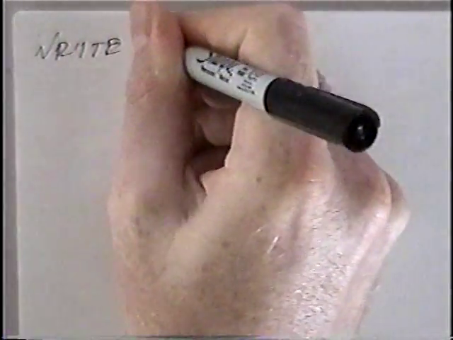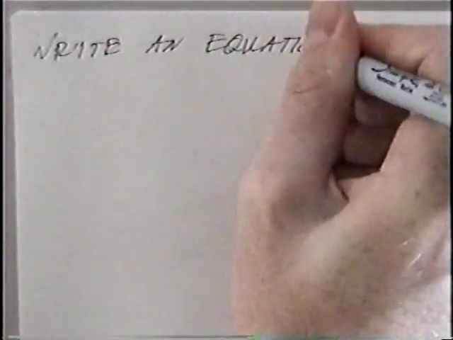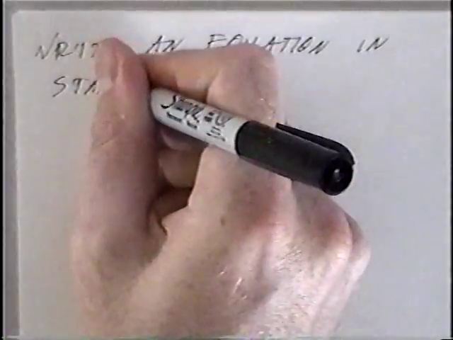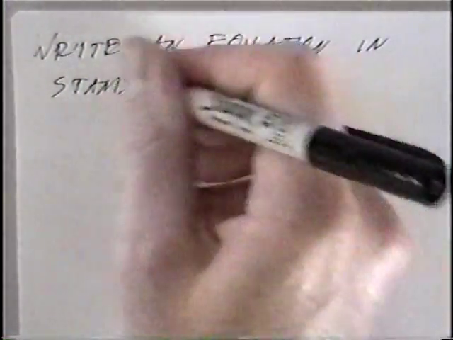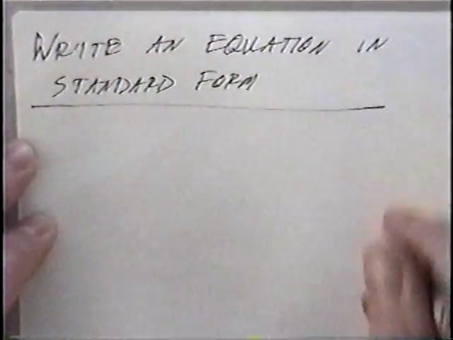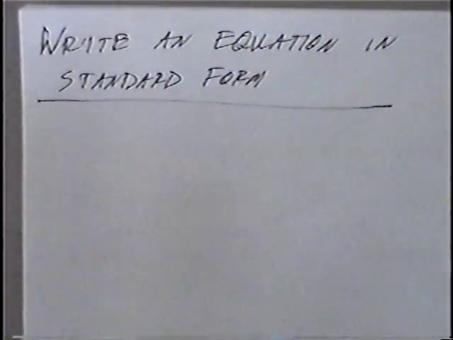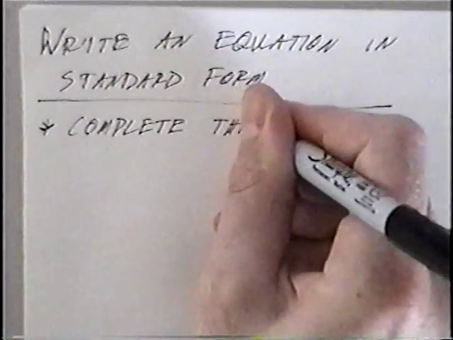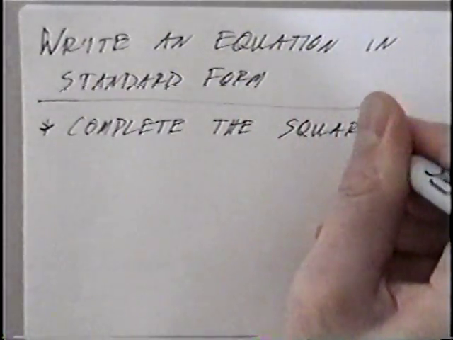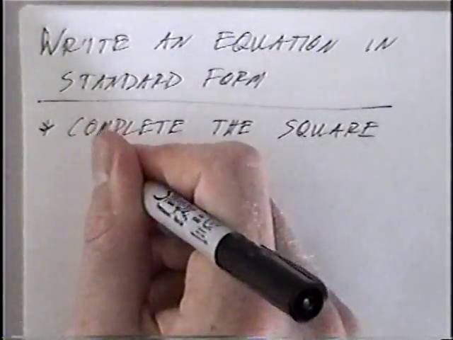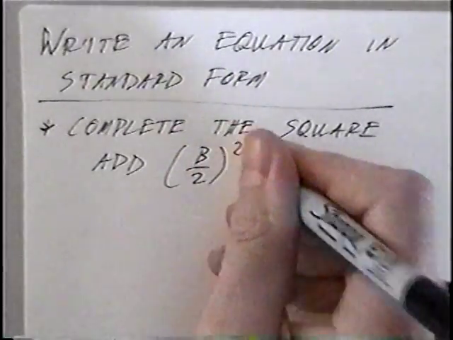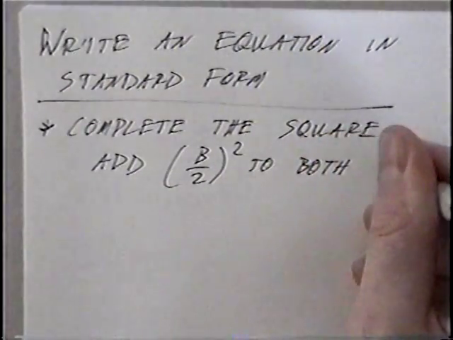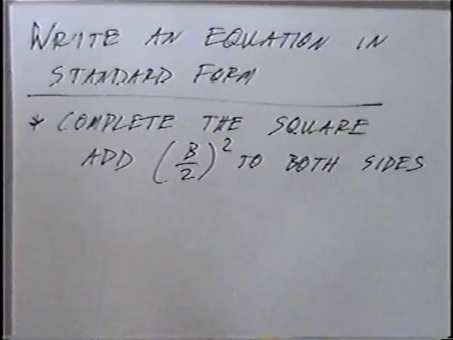Title of the next section is Write an Equation in Standard Form. One definition for the section is complete the square. To complete the square, we will add the fraction b over 2 squared to both sides. This will enable us to factor by completing the square and get the equation in standard form.